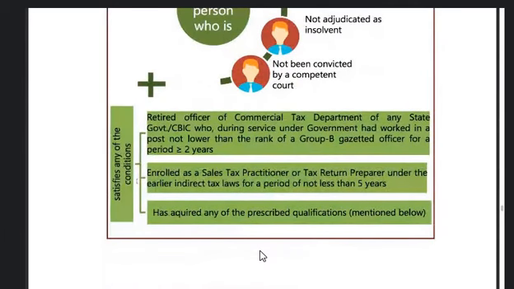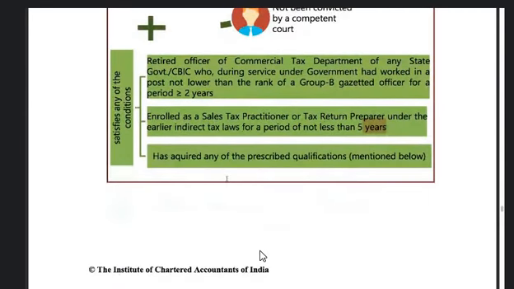Plus, he should satisfy any of the conditions. First, a retired officer of the commercial tax department of any state government or CBIC, who during the service under the government has worked not lower than the rank of Group B Gazetted officer for a period of more than 2 years. Second, enrolled as a sales tax practitioner or tax return preparer under the earlier indirect tax laws for a period not less than 5 years. Third, has acquired the prescribed qualification mentioned below. So any one condition can be satisfied.